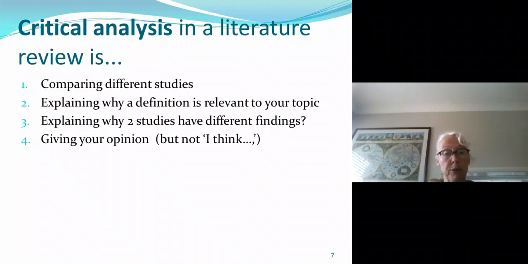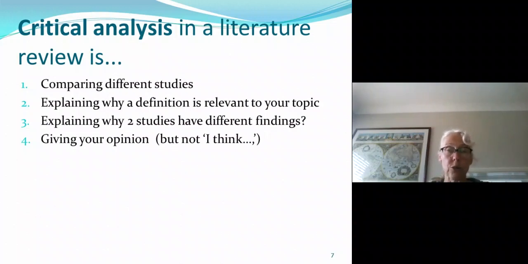So I've shown you some examples already. Explaining why a definition is relevant to your topic. A classic thing that students do at the start of their literature review is go through a range of definitions. It can be really useful, but at the end of that you need to actually tell us which definition is most relevant to your study and why. So rather than just listing a load of definitions and going, oh, okay, that was just a lot of description, that doesn't really get you any marks.